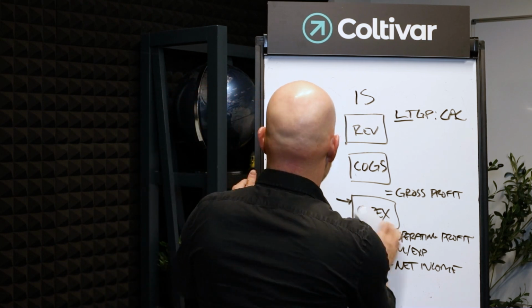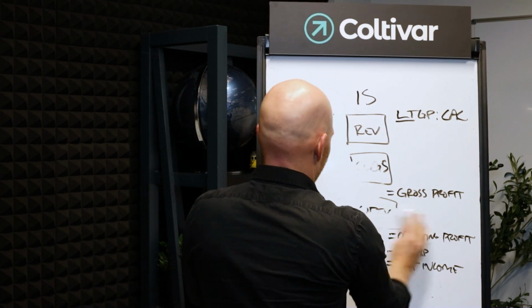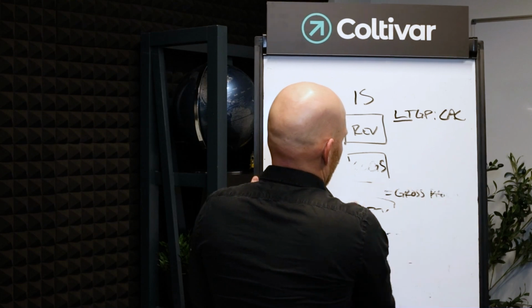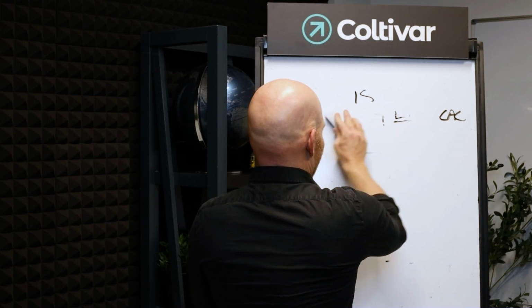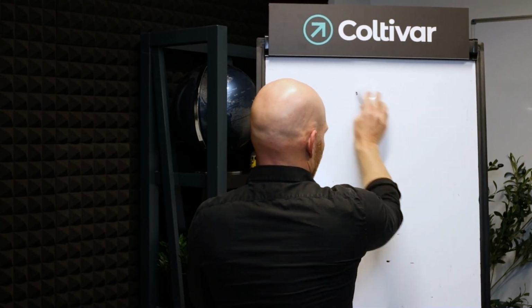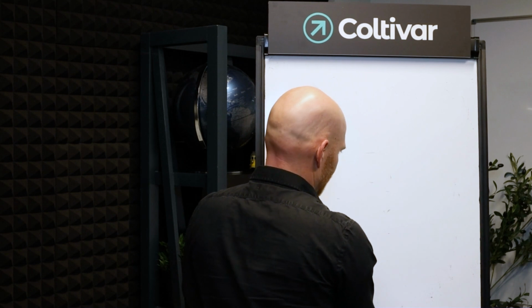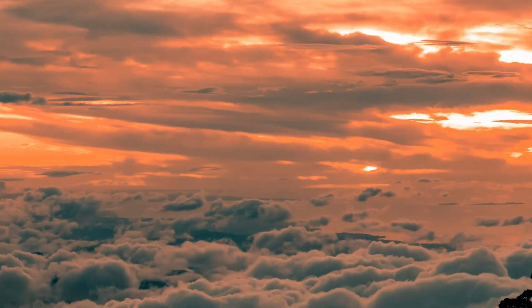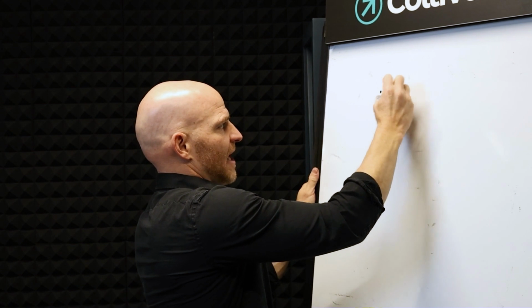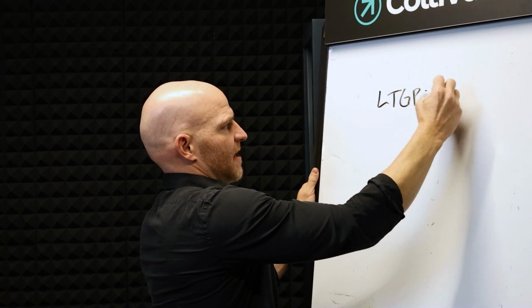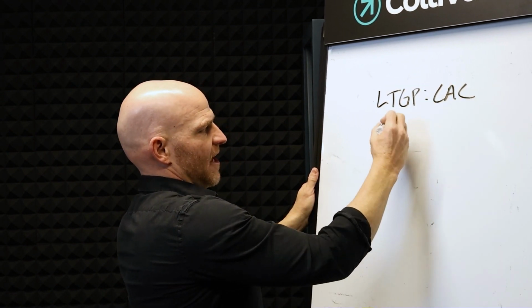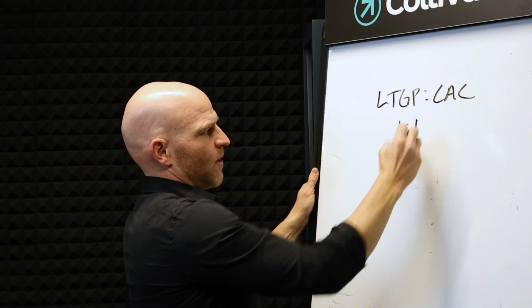Okay, so let me erase this and let's go further and let's talk about how to improve this if it's lagging behind that benchmark I gave you. And then at the end, I'm going to give you a formula to follow to scale your business into the stratosphere. All right, so we have LTGP to CAC. And let's just say for your business, it's 1-to-1.